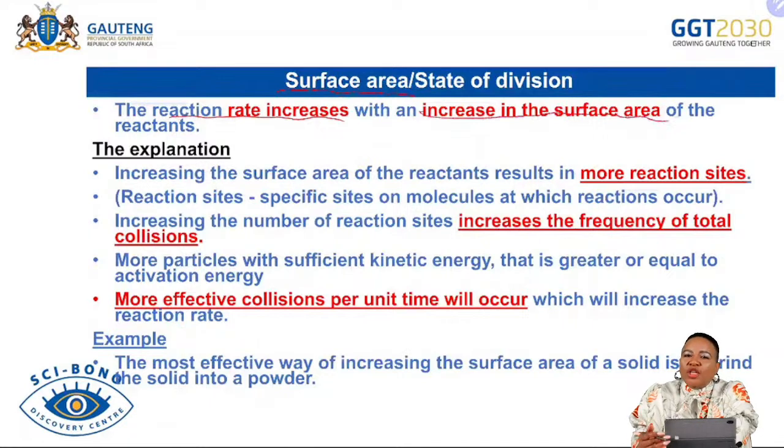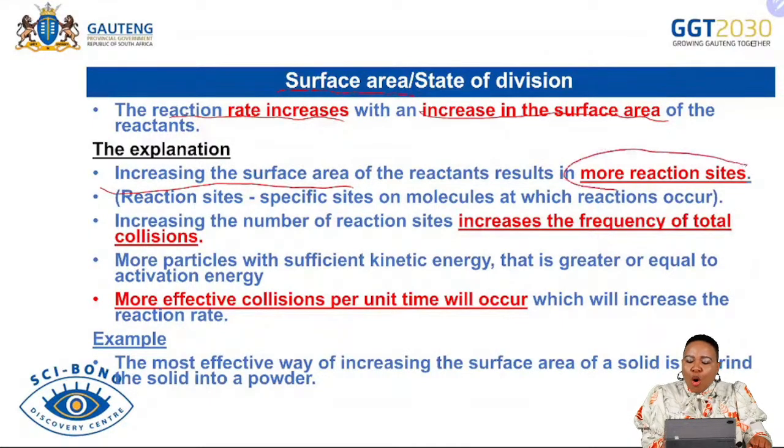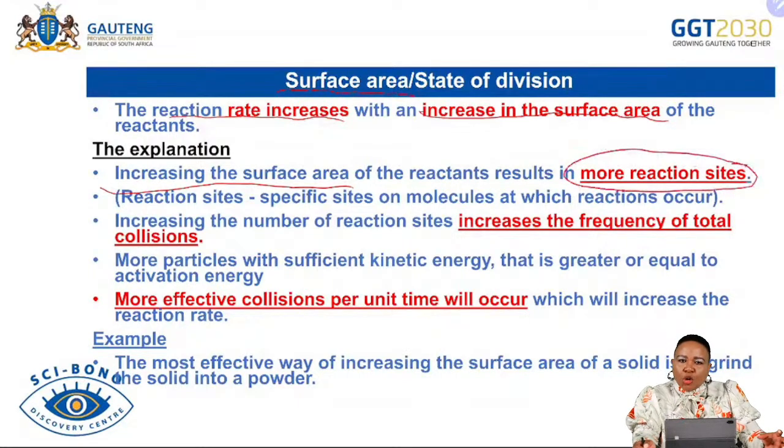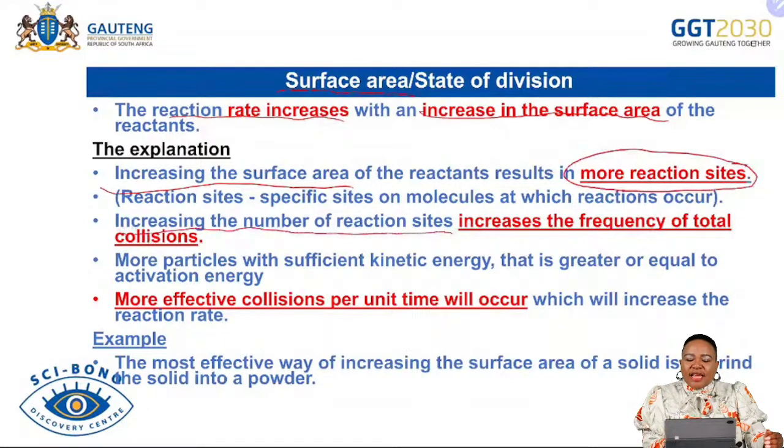Now, according to collision theory, what is happening as we are increasing the surface area? How can a surface area make sure that the reaction rate is higher? When you are increasing the surface area, there will be more reaction sites in that specific solid. So an increase in surface area of the reactants results in more reaction sites. That is the first thing. And the second thing is that there will be an increase in the frequency of total collisions.